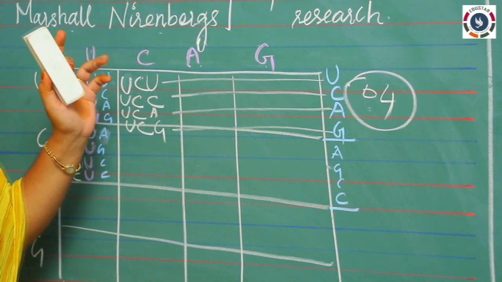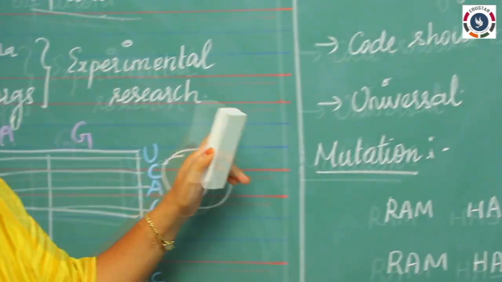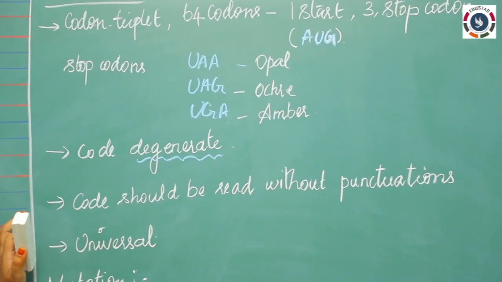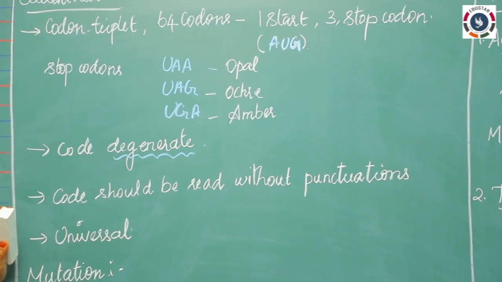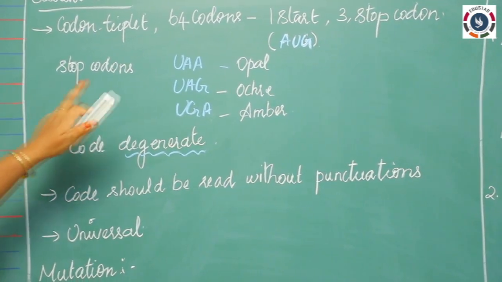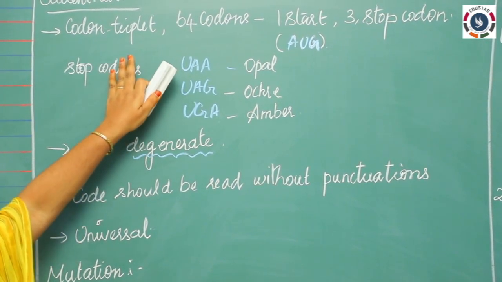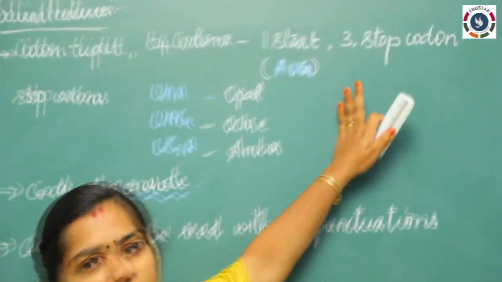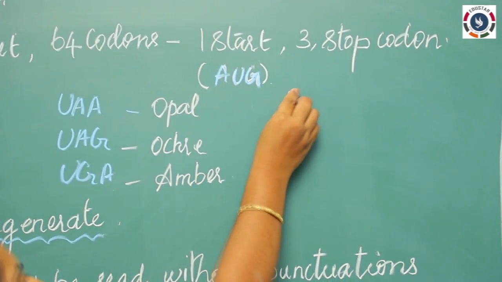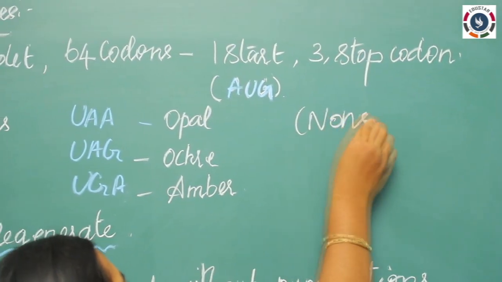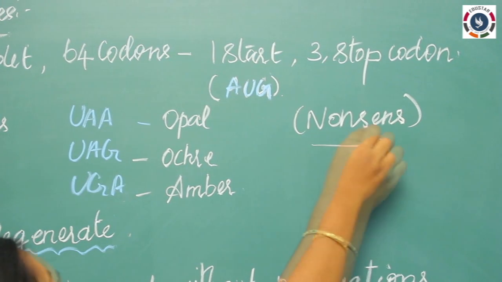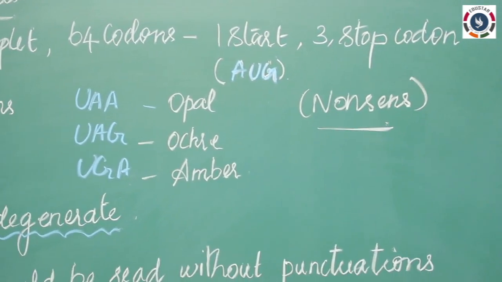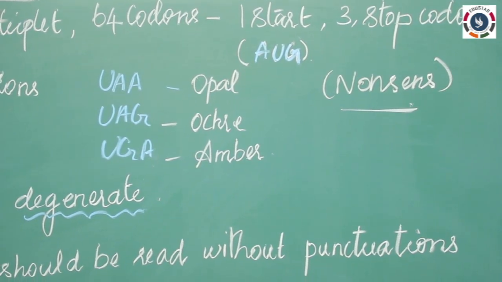Coming to the salient features of our genetic code. We know that there are 64 codons. Among these 64 codons, only 61 will code. Based upon that we divide them: one is the start codon and one is the stop codon. The stop codon we can also call the nonsense codon, which will not code for anything, not for protein molecules. Only the 61 codons will code for the protein molecules.